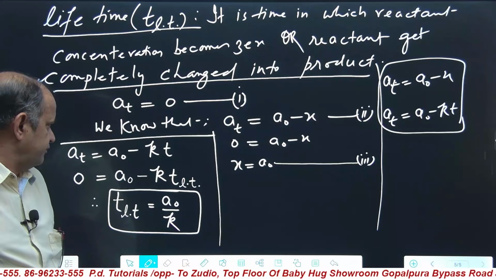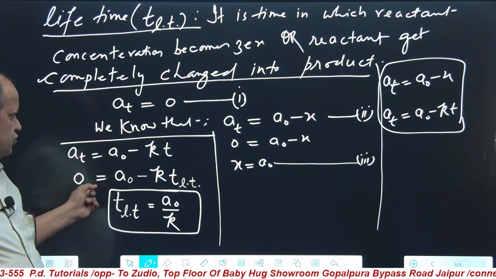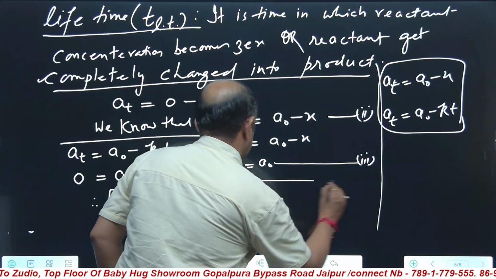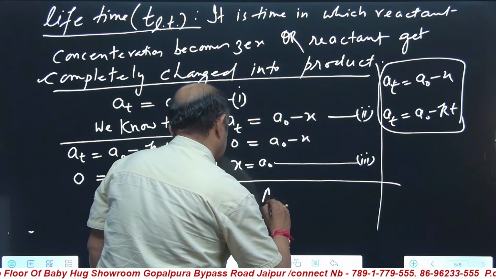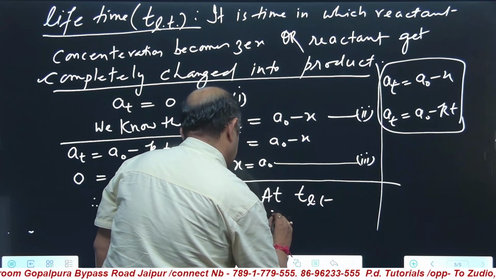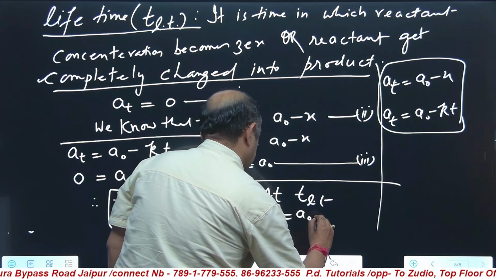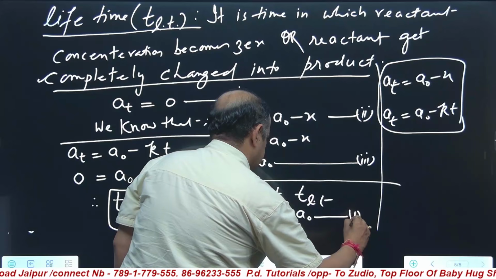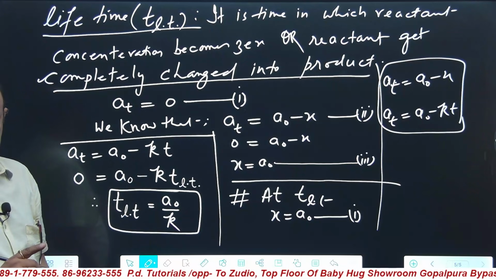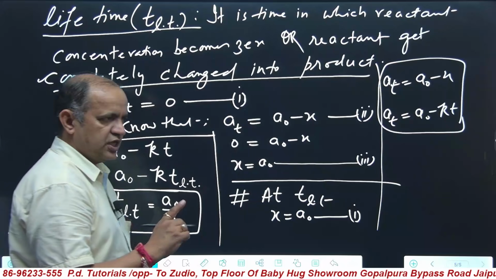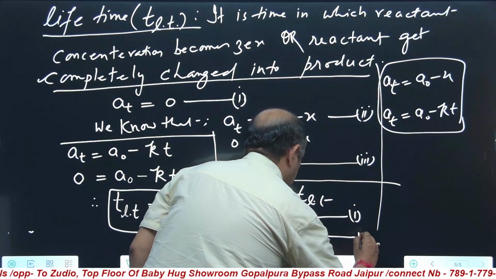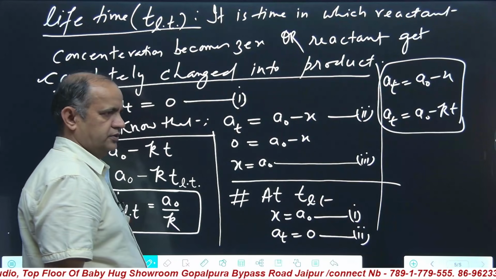At lifetime, At equals 0 and x equals what? A naught. At TLT, x comes to be A naught and At becomes 0. These are the two factors on which we will study.